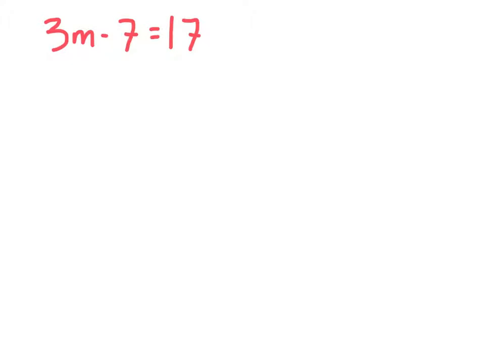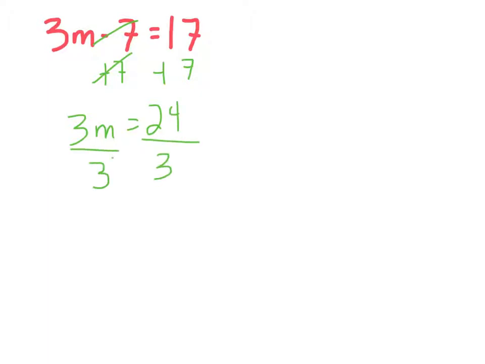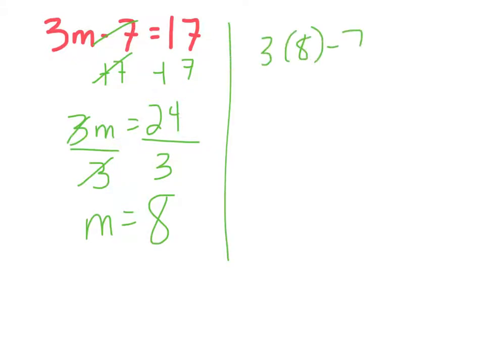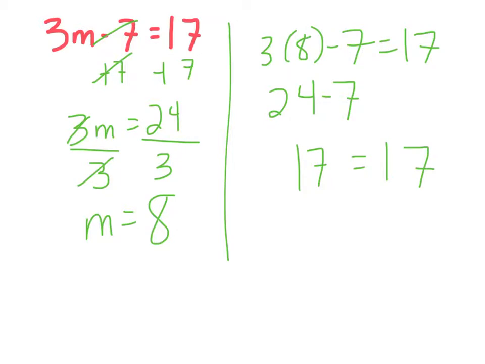Next equation, 3m minus 7 equals 17. I'm going to add 7 on both sides. 3m equals 24. Divide by 3. m equals 8. Check it. 3 times 8 minus 7 equals 17. 24 minus 7. 17 equals 17.